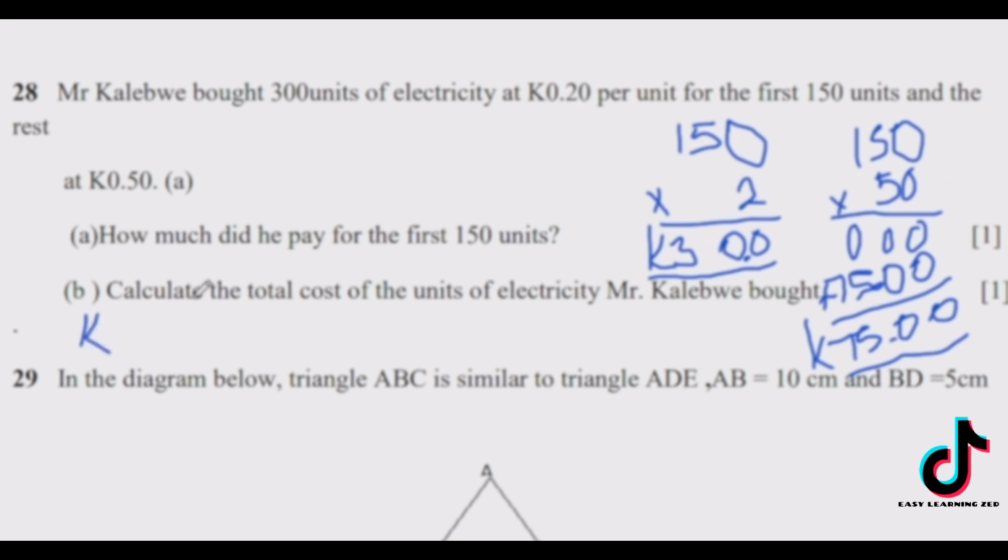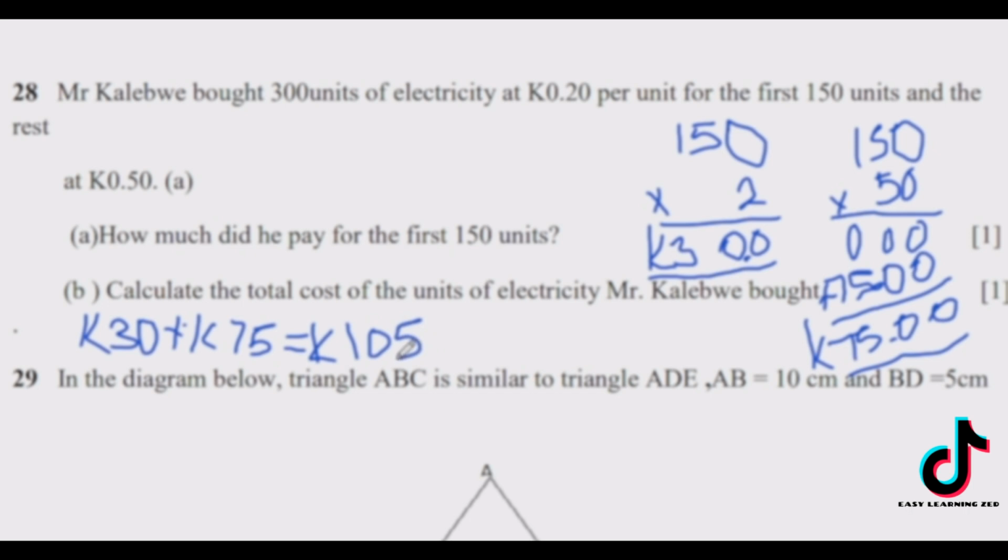To answer this question 28b, we're going to have 30 kwacha plus 75 kwacha, which will be equal to, this will give us 105 kwacha.